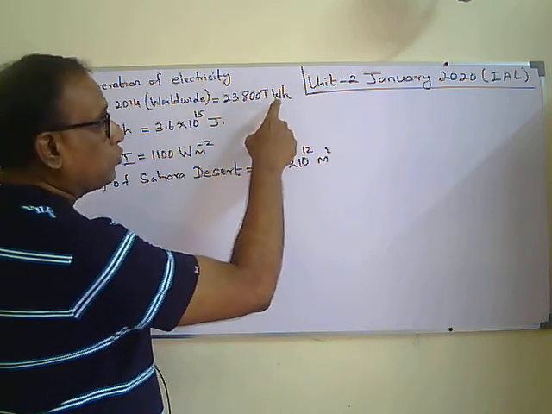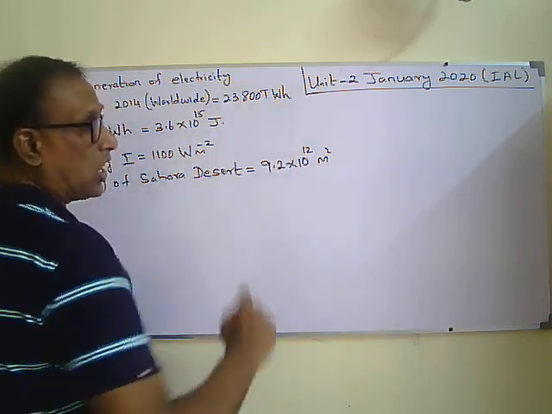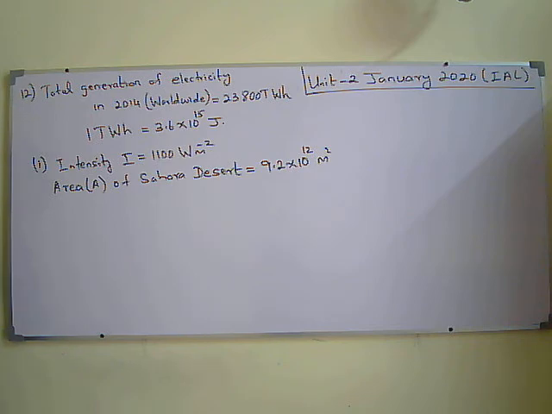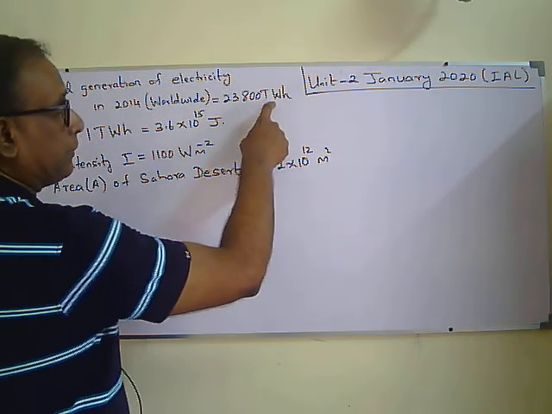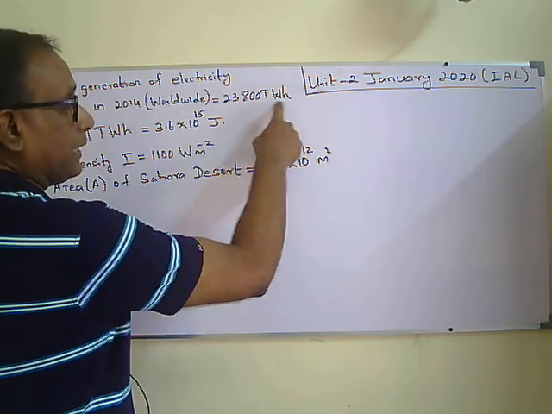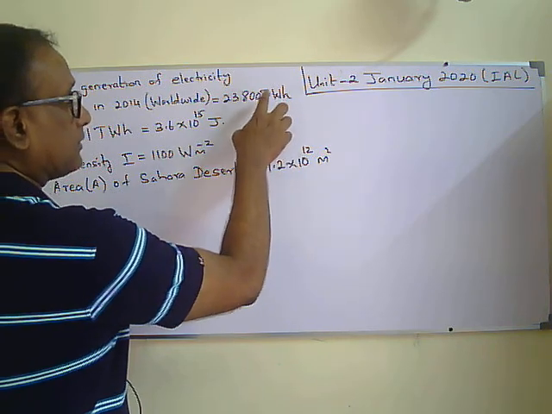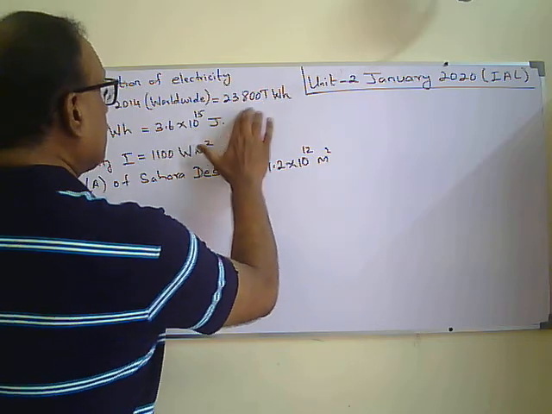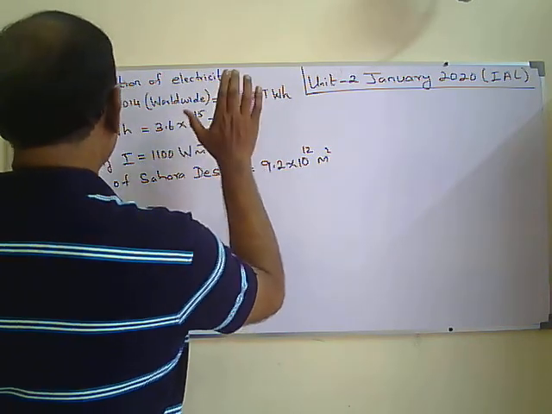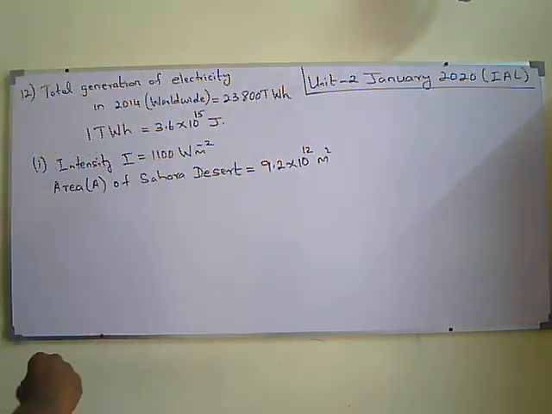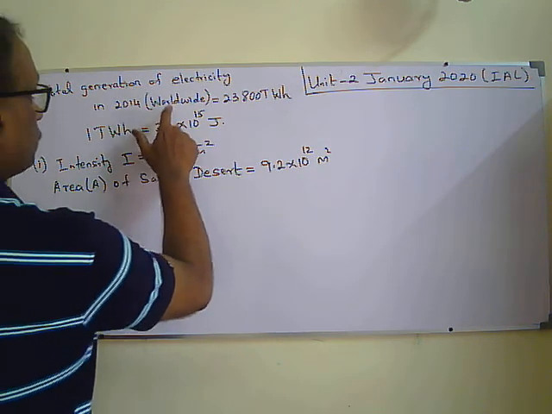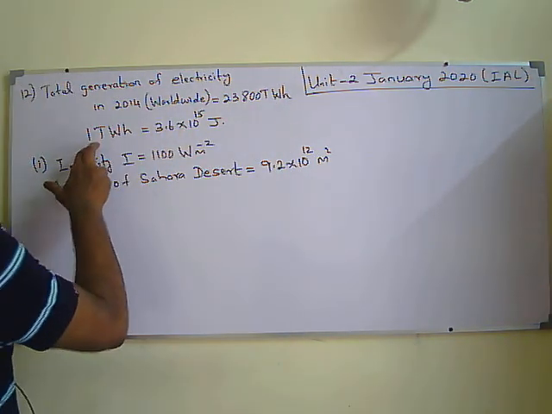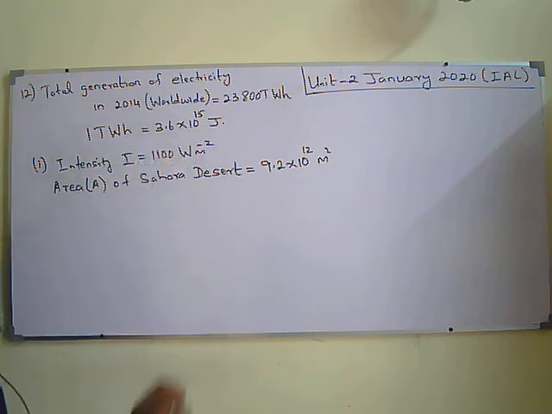You know, when you multiply watts by hours, that shows how much energy is used during 1 hour, because power multiplied by time will be energy, right? So watt hour is a unit of energy. So that's the total electrical energy generated in 2014 worldwide, and 1 terawatt hour is given as 3.6 times 10 to the power 15 joules.